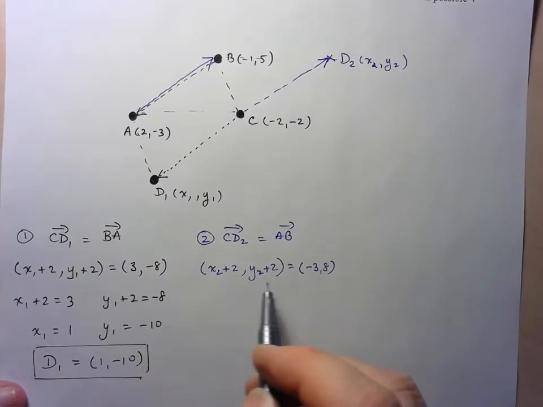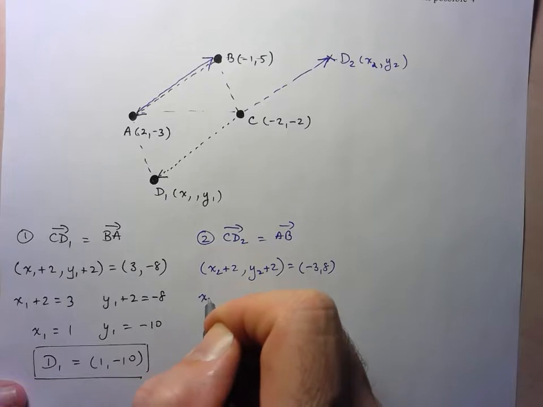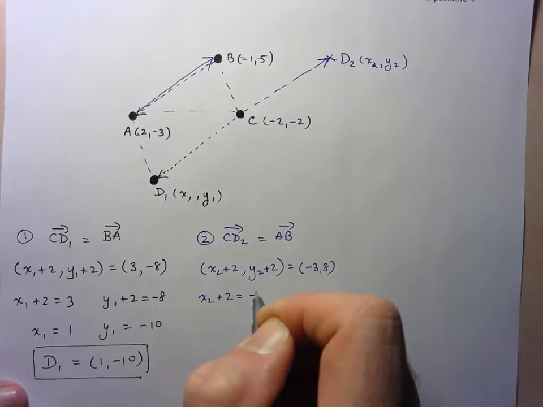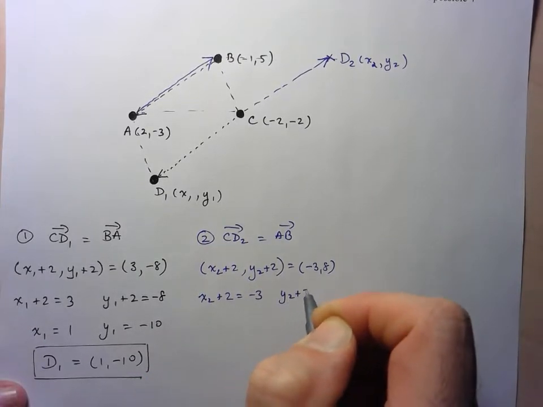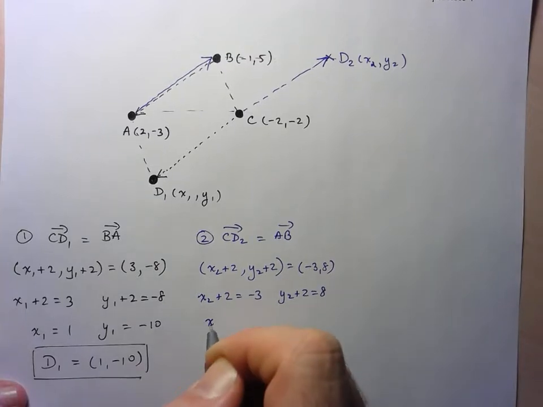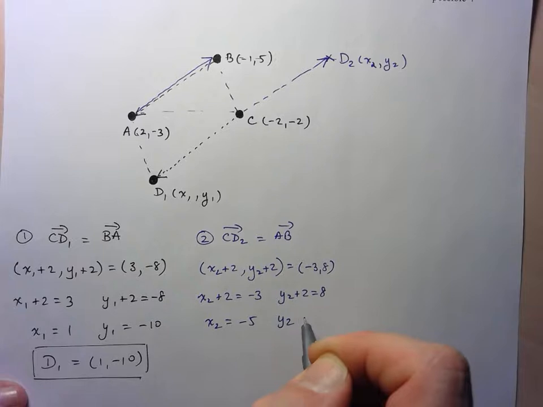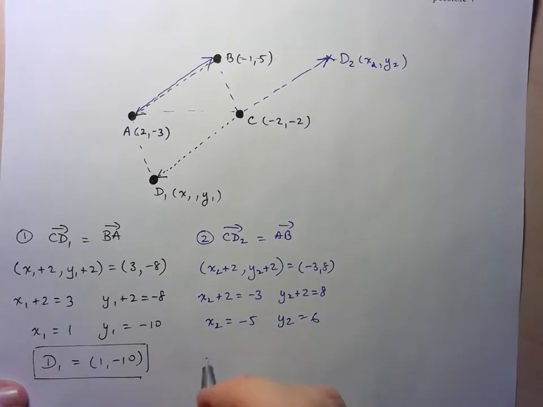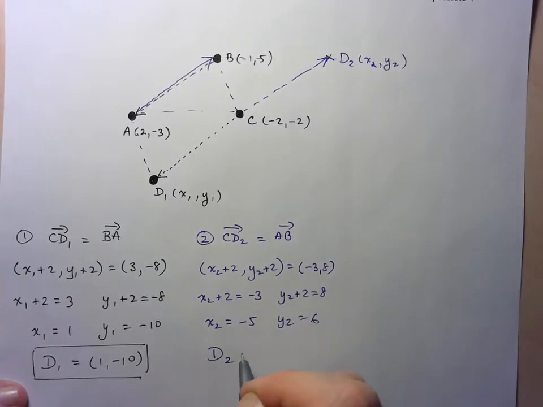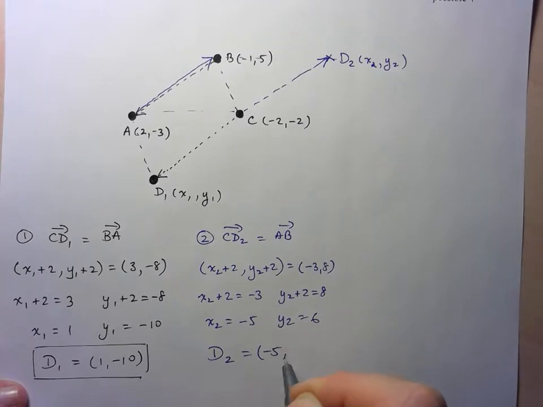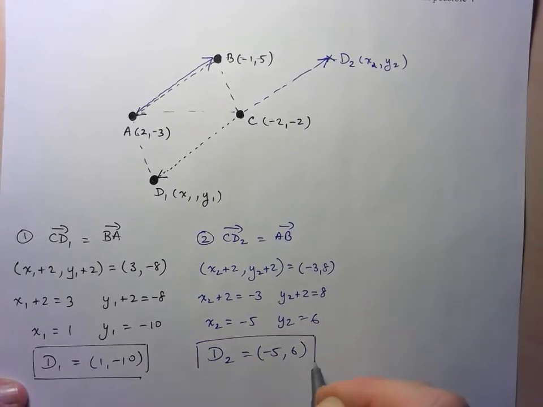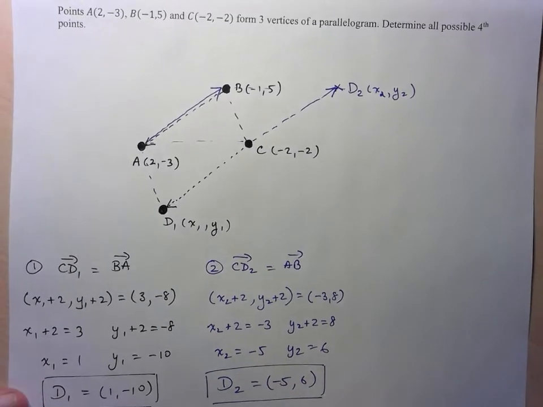Okay, and so now we proceed exactly as before. We know that x2 plus 2 has to be equal to -3, and y2 plus 2 has to be equal to 8. So x2 is -3 minus 2 is -5, and y2 is 8 minus 2 is 6. And so now we have a second answer, D2 equals -5, 6. Okay, so let's see if there's another possibility.